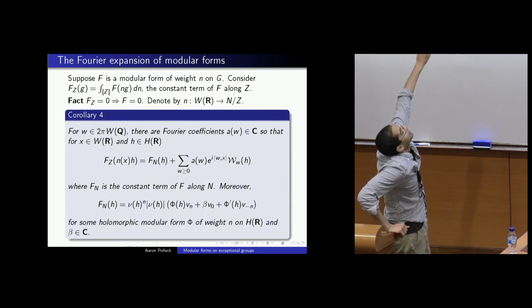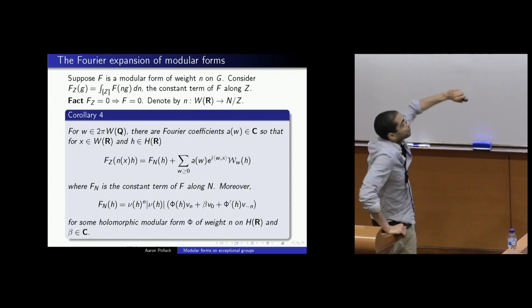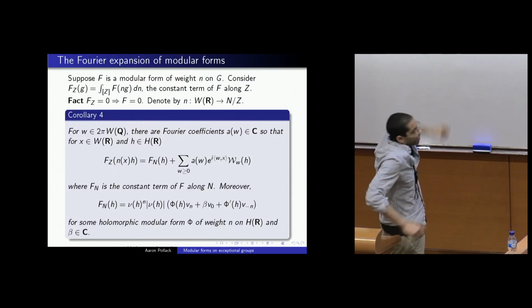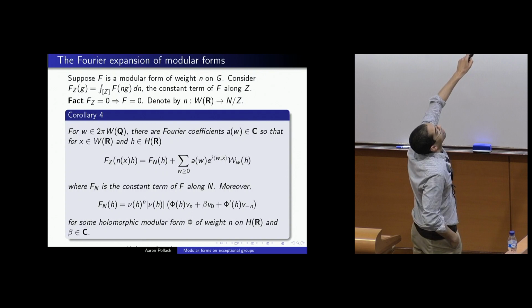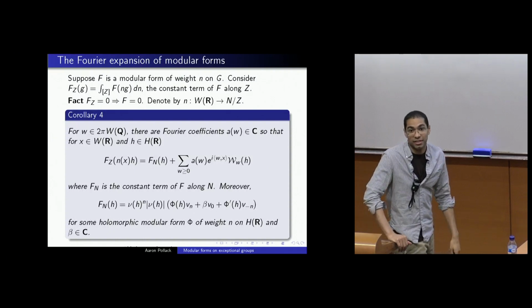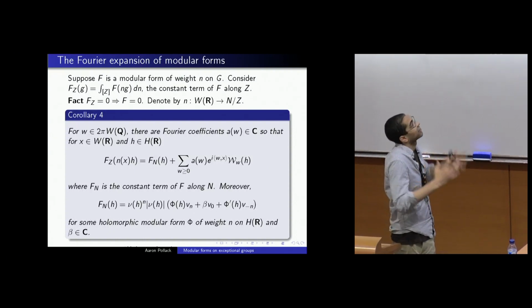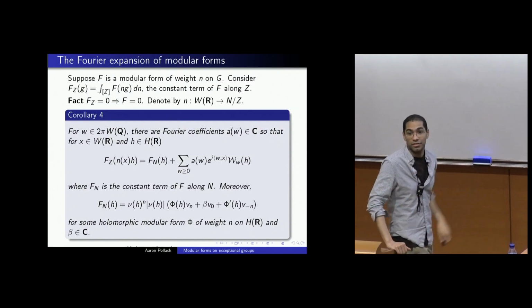So in the Fourier expansion here, I wrote W in 2 pi times W of Q. If you were unramified at every finite place, then all the Fourier coefficients are 0 unless this W is in 2 pi times W of Z. And if you have more ramification at the finite places, then the lattice where the Fourier coefficients are supported just becomes bigger inside of this.